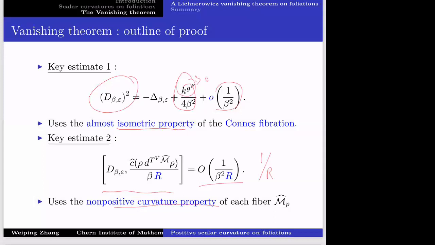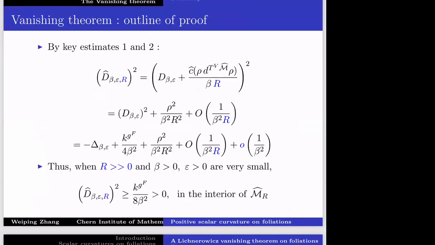Combining this, you see that at least on the interior of this manifold with boundary, on the cone fibration, you take the square. This one is equal to this by definition. Take the square, combine the two estimates, and you get the Bochner Laplacian plus the scalar curvature over beta, and this one comes from this one. Then you take the rest as an estimate term. This positive scalar curvature will dominate this 1 over R and dominate the small o. So you get invertibility. At least you get naive invertibility on the interior of this disk bundle.